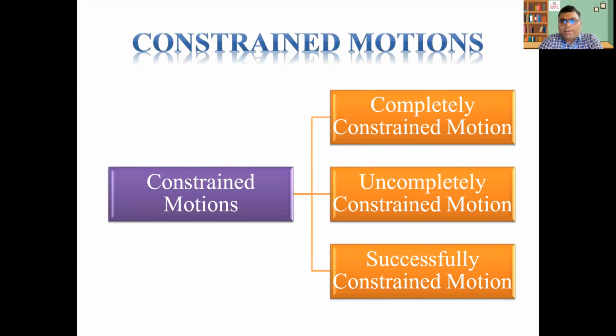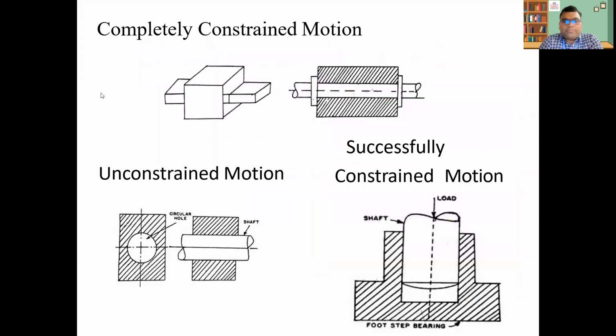So let's discuss today's subject, constrained motion. We have three types of constrained motion between the elements of a pair: completely constrained motion, incompletely constrained motion, and successfully constrained motion. Let's discuss them one by one with the help of diagrams.